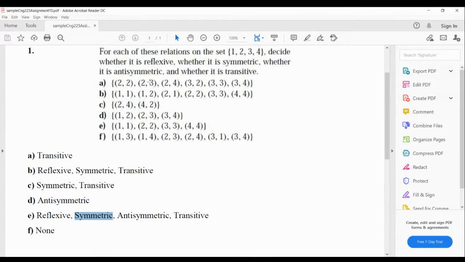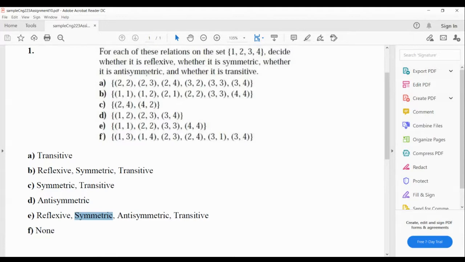2, 3. The second component is 3. Then I look at which of these pairs have 3 as the first component. These 3, you see? So the first component, second component of these pairs: 2, 2. Is it here? Yes. 2, 3. Is it here? Yes. 2, 4. Yeah, this is here. Great, so we move on. 2, 4. I don't have any pairs which start with 4. Then I can stop right here. We have checked everything. This relation is transitive. This is okay. Next one.